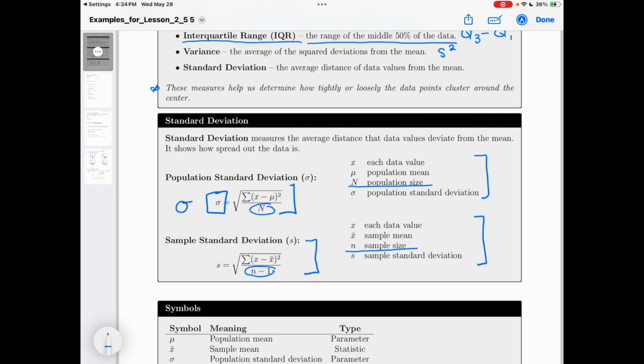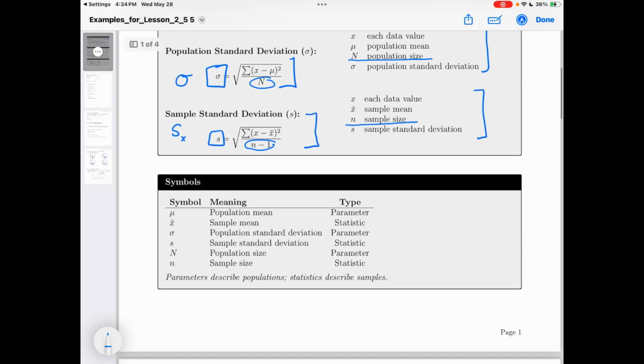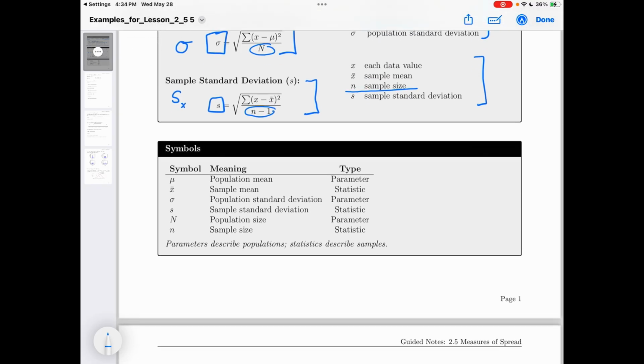When we're talking about the standard deviation, but it's coming from the sample, or it's calculated based on the sample, then we use just a lowercase s. Sometimes you might see it also like this with an S with a little x below it, like a subscript. But these are the different notations to indicate whether or not the standard deviation is coming from the population or if it's coming from the sample.